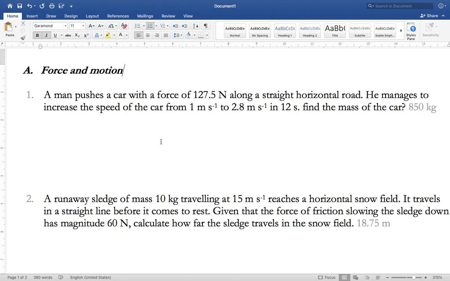This moment I want to share with you about force and motion. Yes, I have five questions in force and motion. I try to solve these questions. Actually, I already solved them.